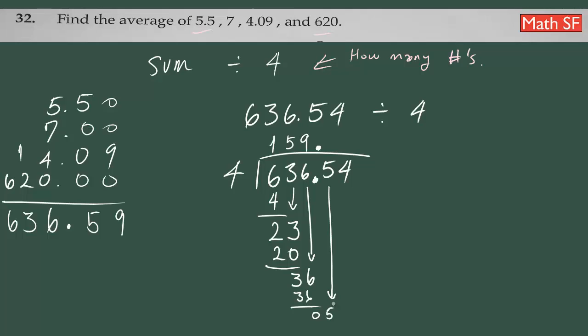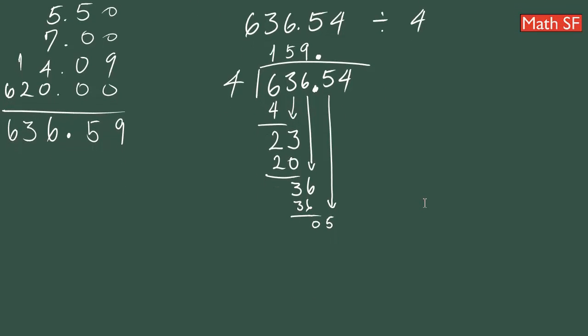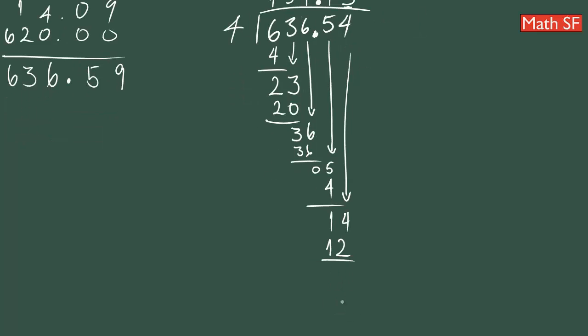Now bring the 5 down. I'm running out of space. So I'm going to scroll this down a little bit. Okay, so 4 goes into 5 now. 1 times 4 is 4. Subtract that. 1. Bring this down. 4 goes into 14 3 times. 3 times 4 is 12. So 14 minus 12 is 2.